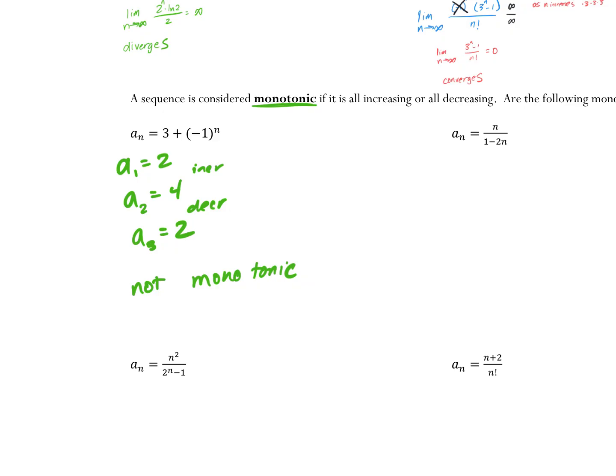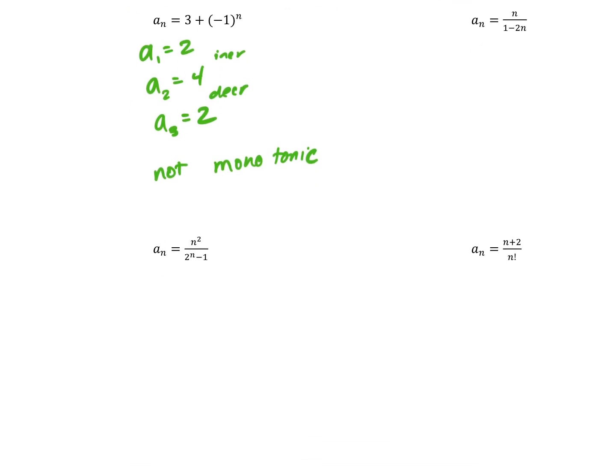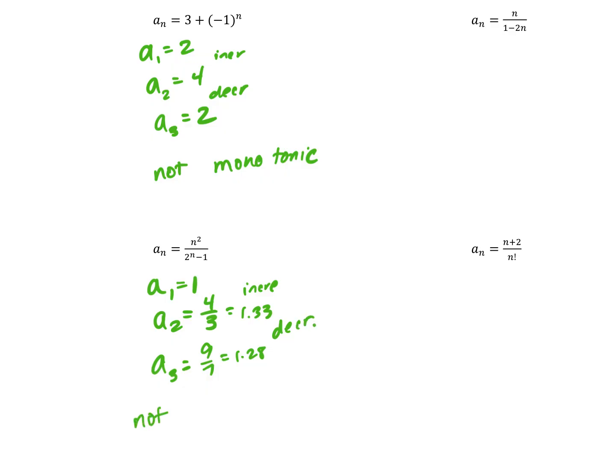And I would point out that if I go down to say this one, A1 is 1, A2 is 4/3. So to get from 1 to 4/3, which by the way is 1.33, right? To get from 1 to 4/3, that's increasing. A3, this is the one we did the other day, y'all, would be 9/7. And so there we're decreasing. And again, I'm going to say for sure this one is not monotonic.